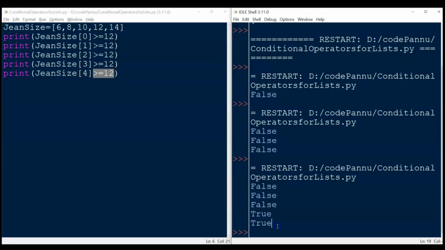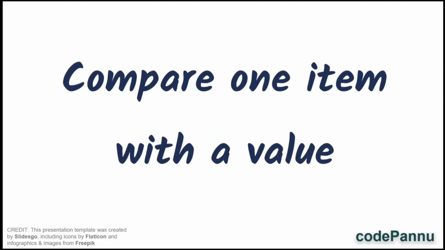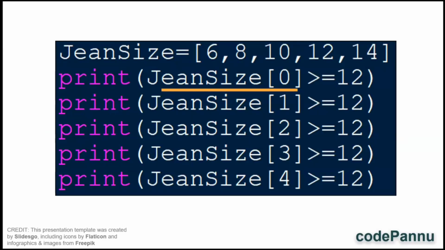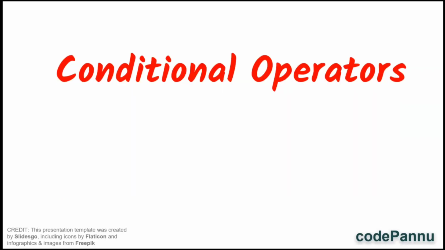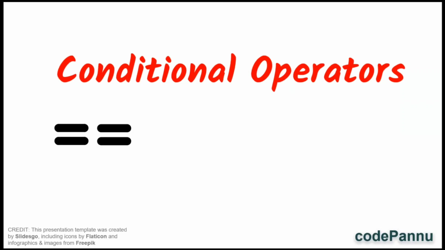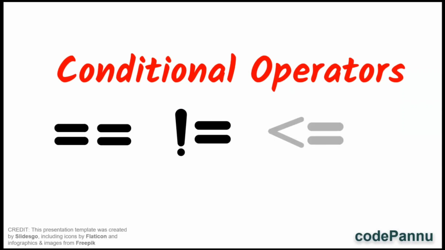So, now do you understand how we can compare the items in the list with the value using conditional operators? We should take one item at a time from the list and use a conditional operator to check for a condition with the value. We can also use different conditional operators we have learnt before, like equal to, not equal to, less than or equal to, etc.